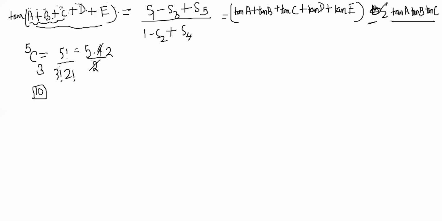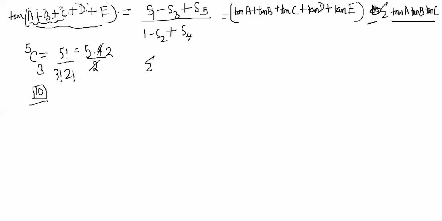5 factorial by 4 factorial, 2 factorial, 3 factorial, 5 into 4. I feel like I'm missing some terms. I didn't take A, C, E, and all. I did A, B, C, A, B, D, and A, B, E. I missed out on those. Then A, C, D, A, C, E, and all. Just list it out. I think 10 will come.